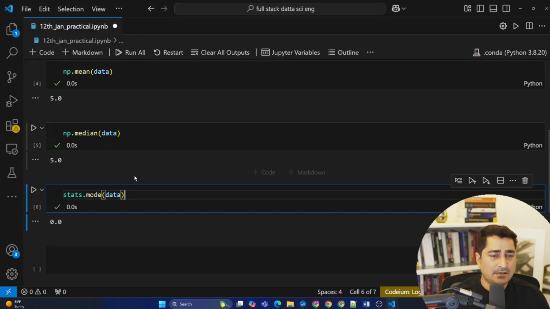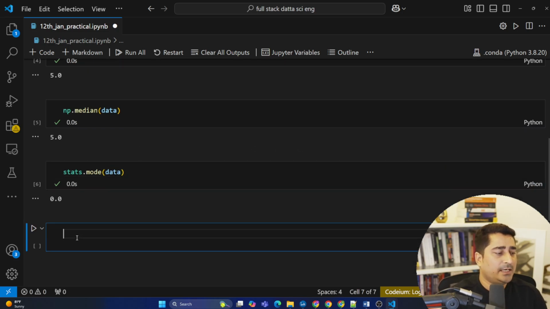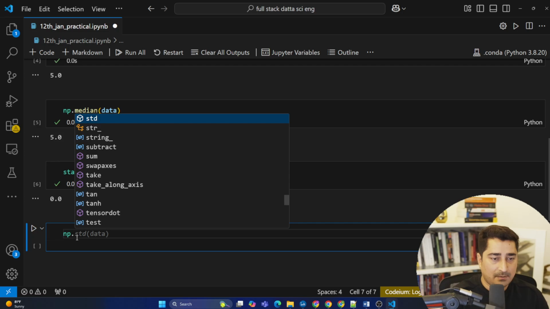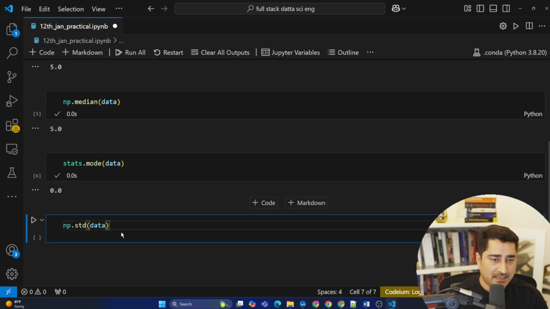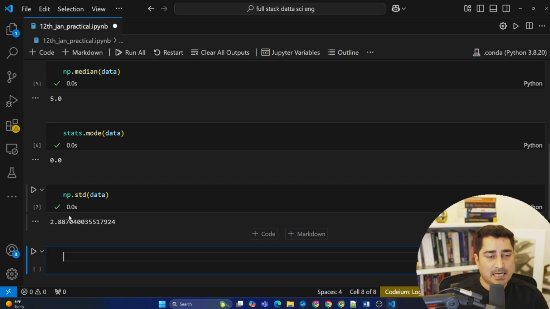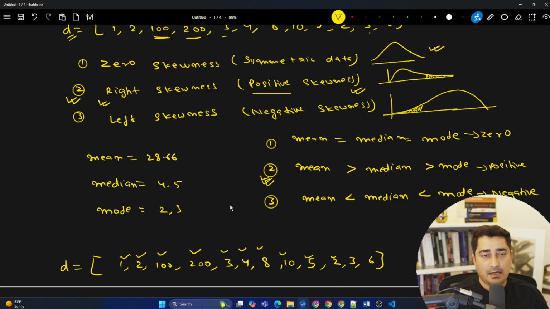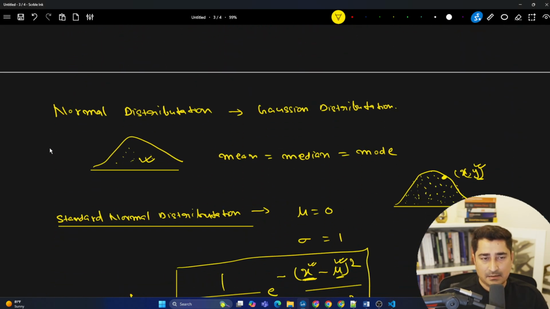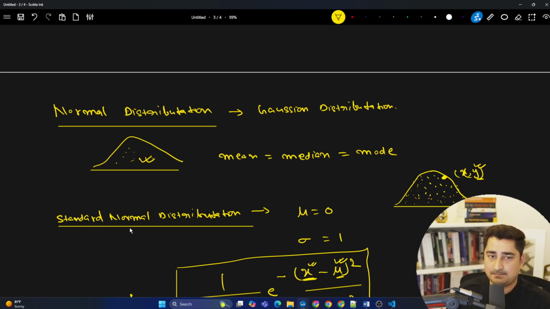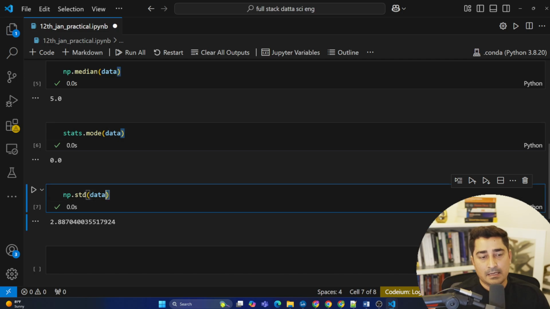Now I'll try to do one thing. I'll find out the standard deviation as well. So numpy.std, I'm passing the data inside this function. Standard deviation is 2.88. Now tell me whether this data is falling under normal distribution or standard normal distribution. My standard deviation is 2.88 for this given data.